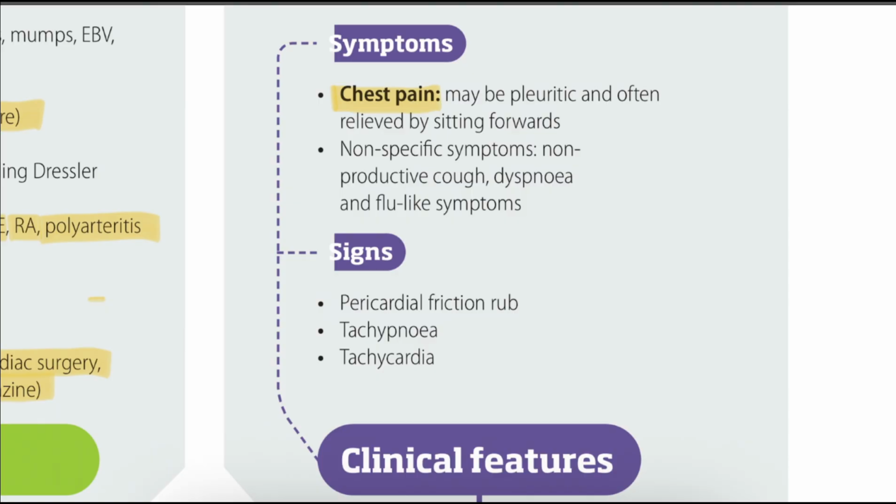Next, retrosternal pain, pleuritic, worse on inspiration and worse lying flat. If the patient gets relief from pain when sitting forward, it is a highly characteristic finding. Next, we can see some signs. If you are doing a physical examination, you can see important signs like tachycardia, fever, pericardial friction rub, and tachypnea. And the most specific sign we can see is the pericardial friction rub.